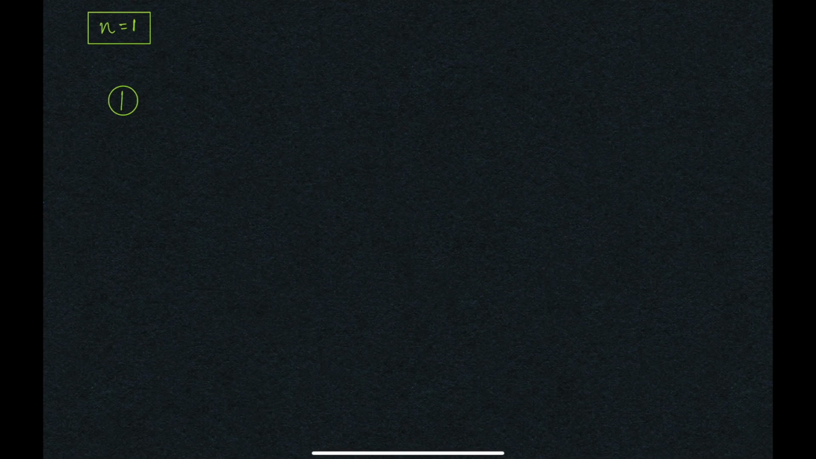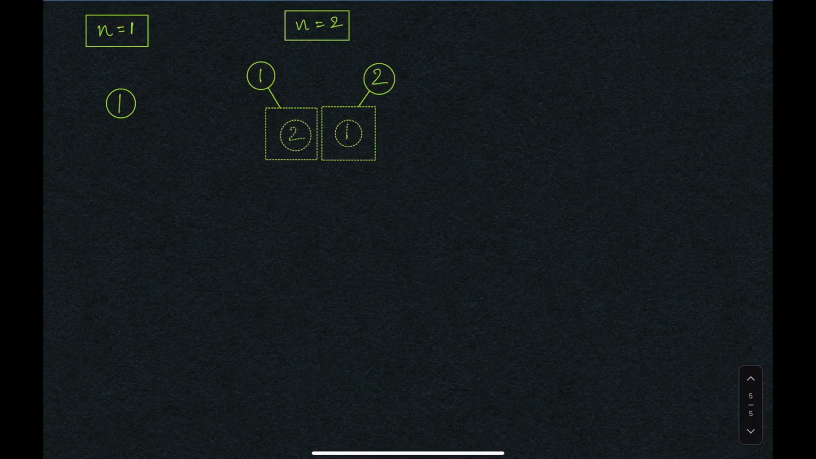When n is equal to 1, the number of unique binary search trees that will be formed is 1. That is going to be the root node of the tree. When the value of n is equal to 2, we can clearly see that there will be two unique binary search trees: one with the root node being 1 and the other with the root node equal to 2.